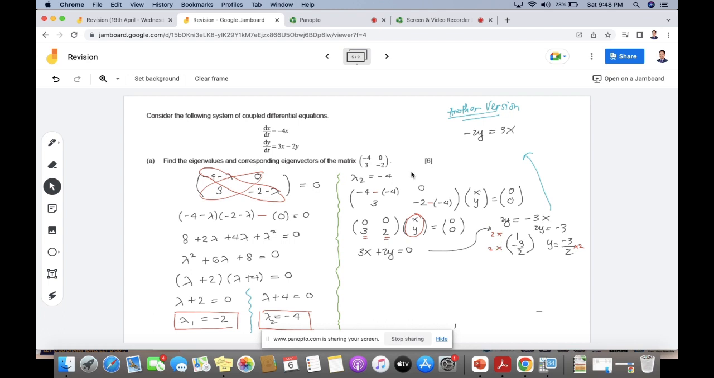That is why, let me erase this part here. That is why we can actually write this as 2 and then the other one is negative 3. So this is now our second eigenvector.